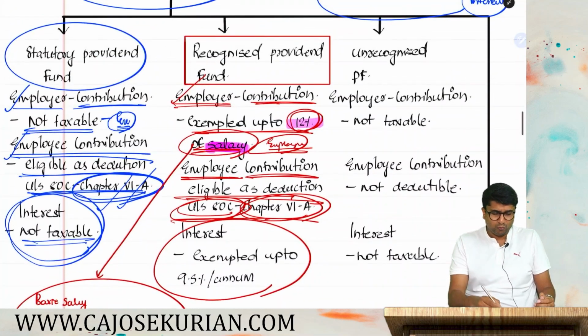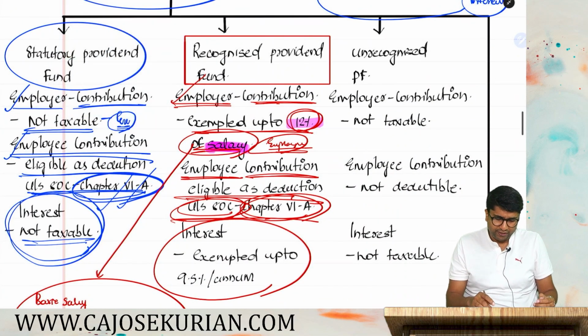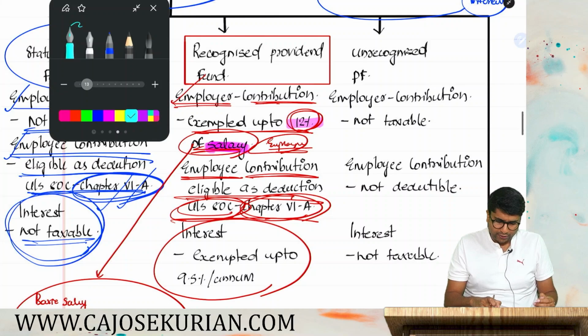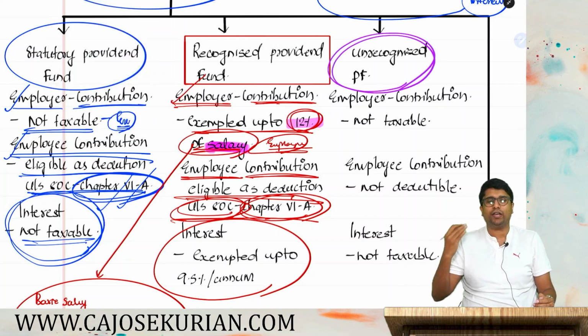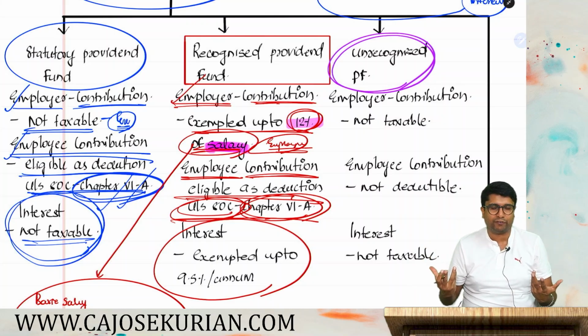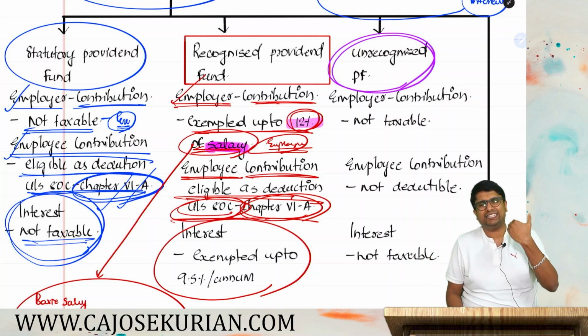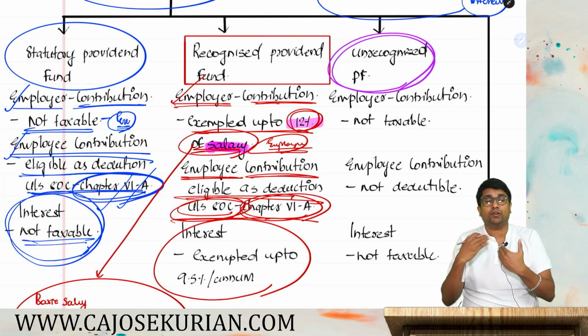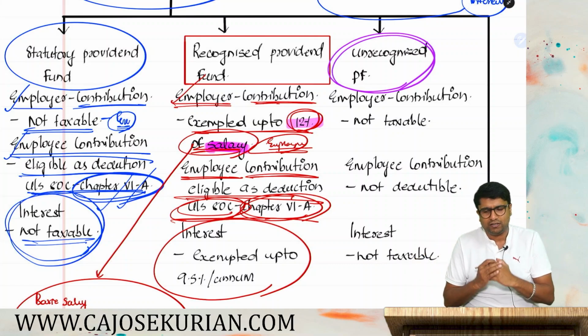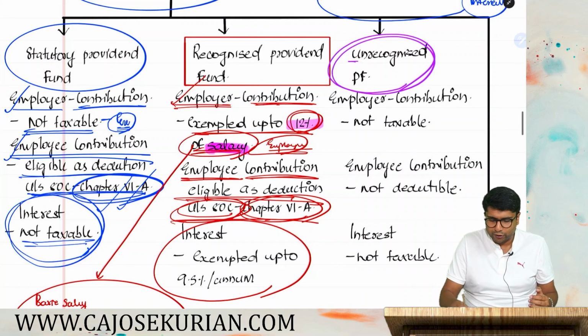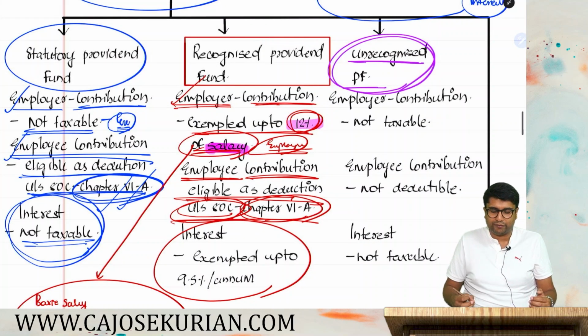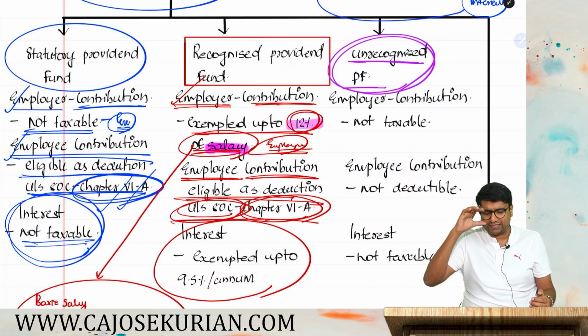Now, what is the third one? Third one is said to be what, friends? It is said to be the unrecognized provident fund. That simply means the employer himself opened some private fund and he hasn't got any recognition from the income tax department. So it's a kind of unrecognized private fund. If you are contributing to an unrecognized provident fund, let's understand what exactly is the effect of that.